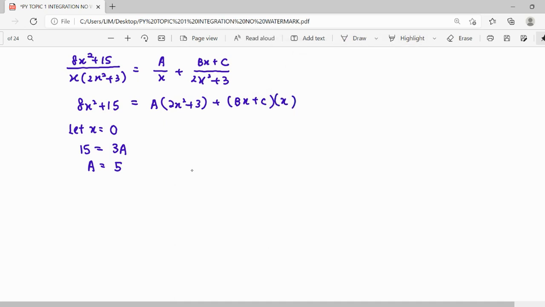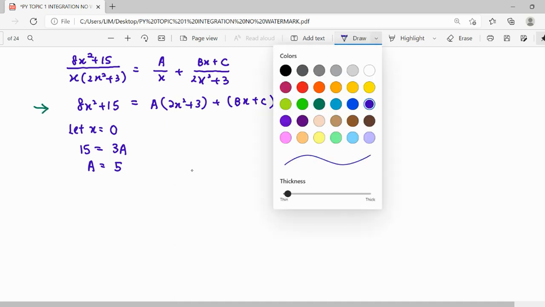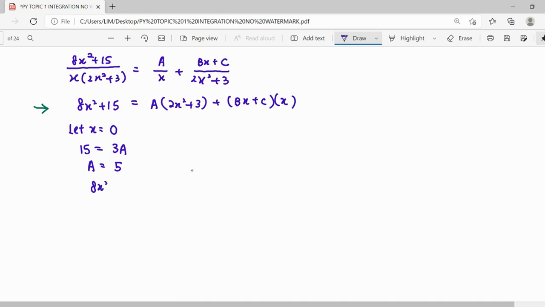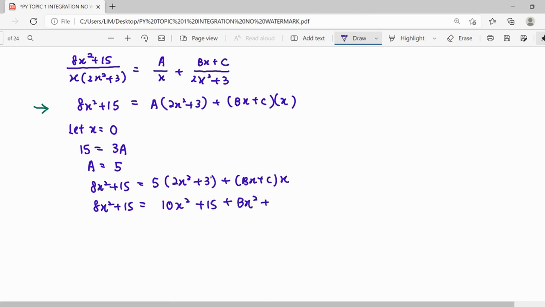Based on the equation that we already found, where we already know our A is 5, the step of comparison now is finding our unknowns B and C. So from here we're going to expand 10x squared, then plus 15, plus bx squared plus cx.